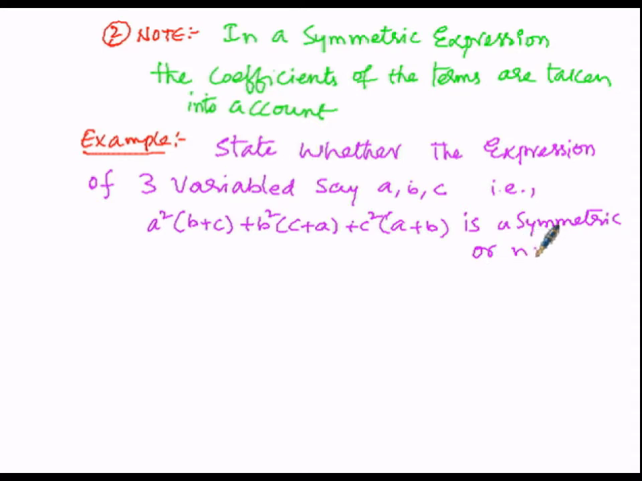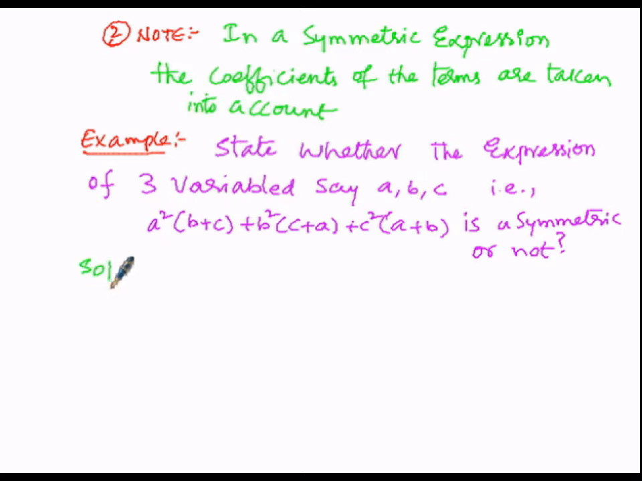So, here in this regard we have to find out whether the expression, that is a square into b plus c plus b square into c plus a plus c square into a plus b, is symmetric or not. The variables are 3, that is a, b, c. Then now the solution starts.